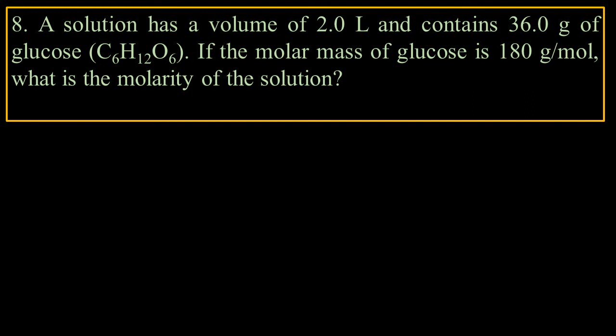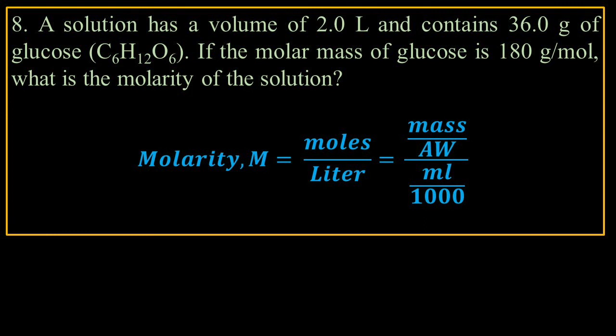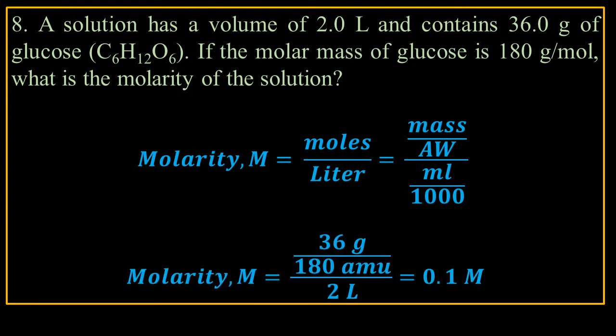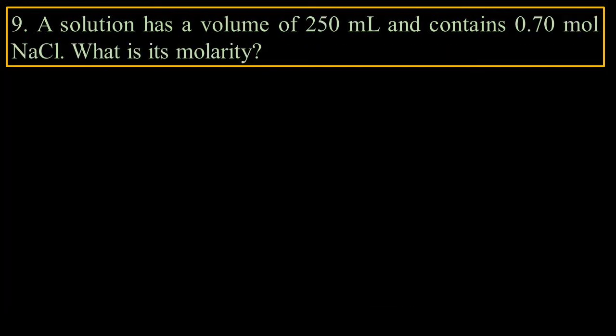A solution has a volume of 2 liters and contains 36 grams of glucose. If the molar mass of the glucose is 180, what is the molarity? Molarity is moles over volume. In this case, the moles is mass over atomic weight, and the liters is milliliters over 1,000. Plug in, and then 36 divided by 180, and then divided by the volume is going to be the right answer.